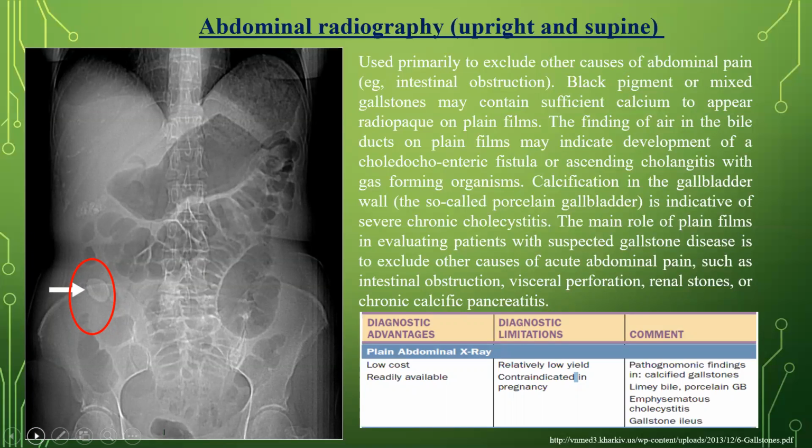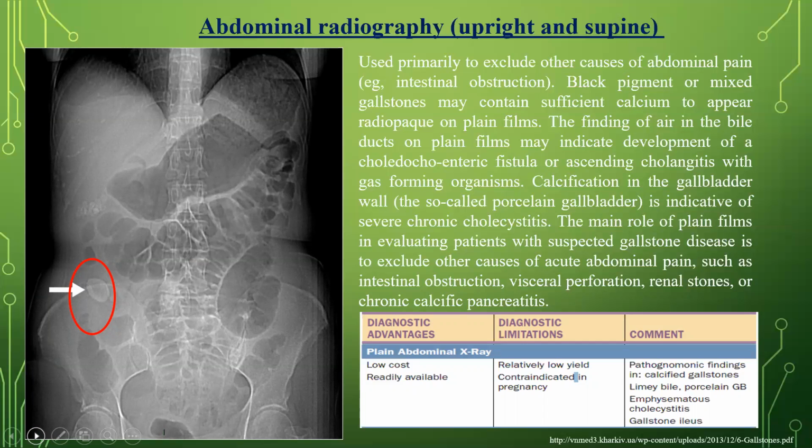Black pigment or mixed gallstones may contain sufficient calcium and appear radiopaque on the plain films, meaning you can see them, despite the fact that they are not pure pigment or mixed stones. The finding of air in the bile ducts on plain films may indicate development of choledochoenteric fistula or ascending cholangitis with a gas-forming organism. Calcification in the gallbladder wall is indicative of severe chronic cholecystitis. They call the situation a porcelain gallbladder, and you will see on the next picture how it looks.